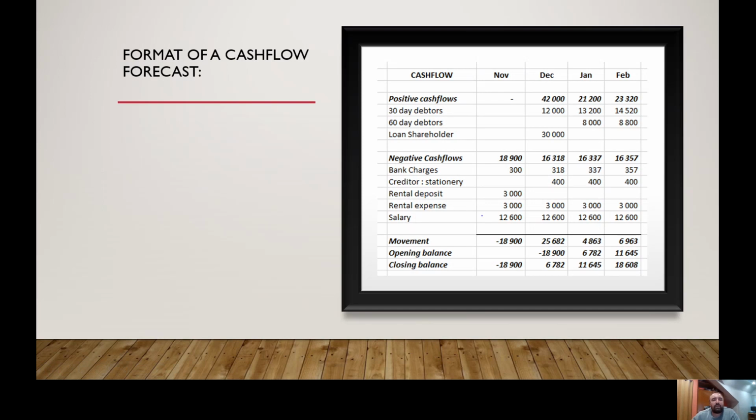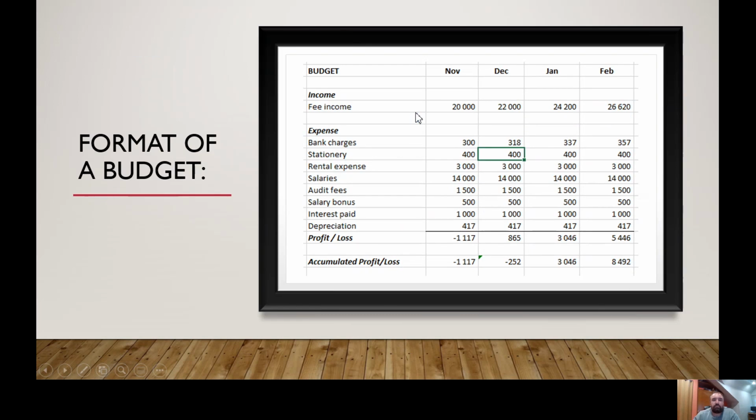And then let's have a look at the format of the cash flow forecast. So this looks slightly different. With a cash flow forecast, we've simply got positive cash flows. And under positive cash flows, we are looking at our debtors. So in the budget, we can see fees that we write, but this just basically says how much have we invoiced. That doesn't tell us how the clients are going to pay.